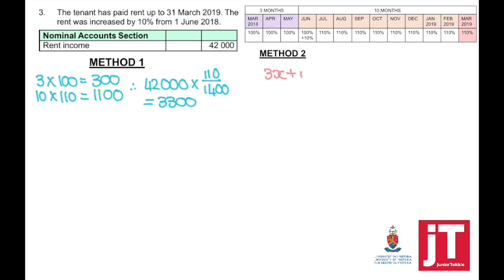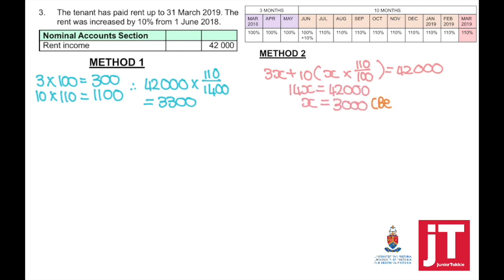Method number 2 is using X. When we use X, this will provide us with the amount before the increase. So to get X alone, we have to take 42,000 divided by 14. So the monthly rent was 3,000 before the increase. After the 10% increase, it is 3,300. So again, it gives us exactly the same answer. Use whatever method works for you.